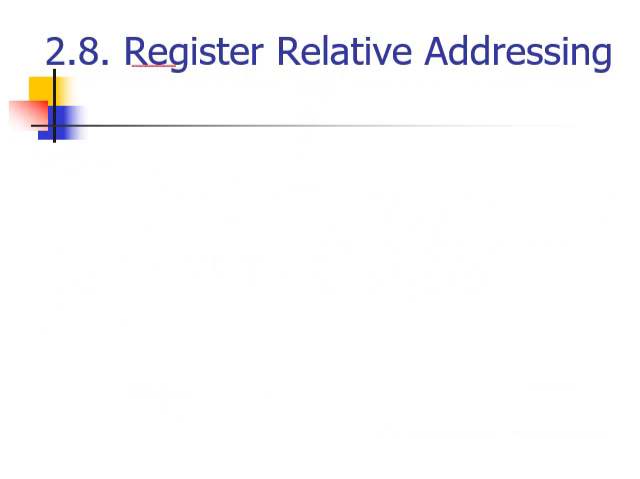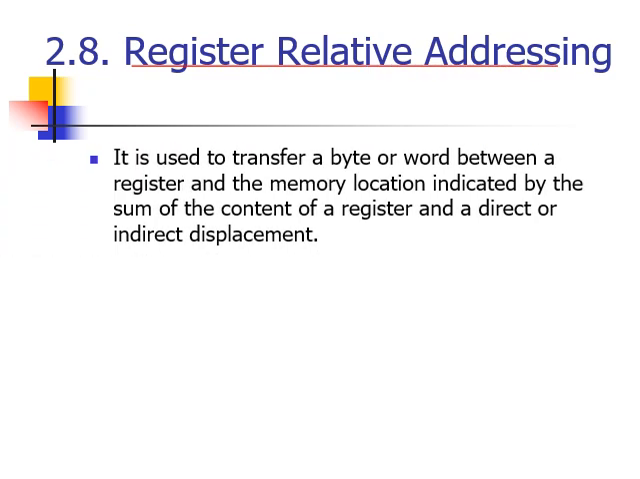This is another addressing mode called register relative addressing mode. Again, it is used to transfer a word or a byte between a register and a memory location. The memory location is now determined or indicated by the sum of the content of a register and a direct or indirect displacement. We'll see this by an example.